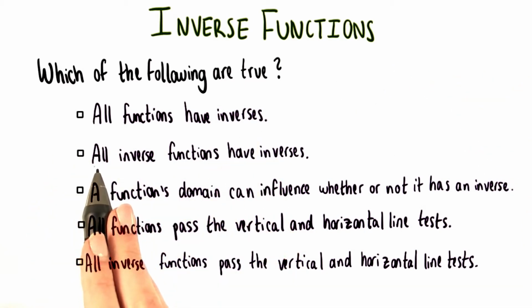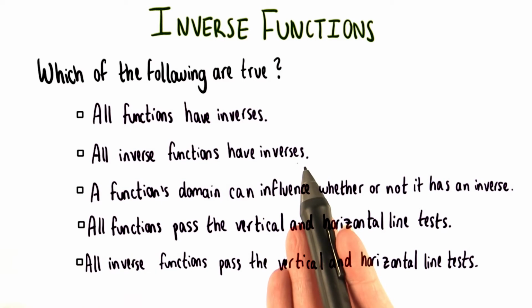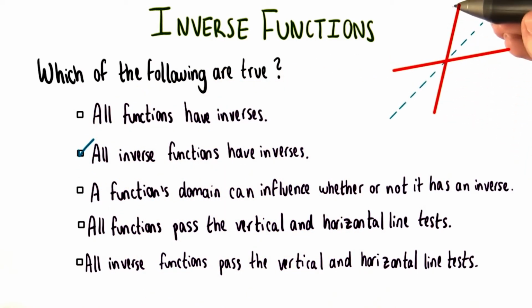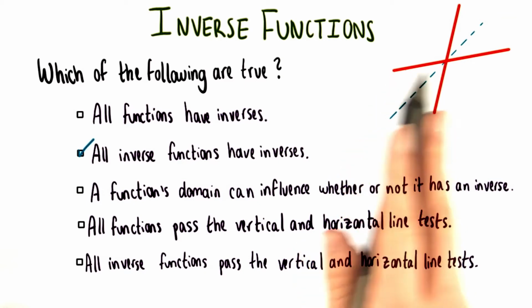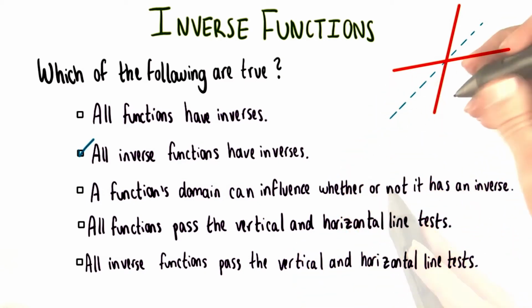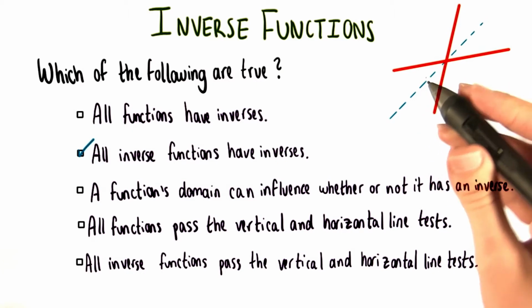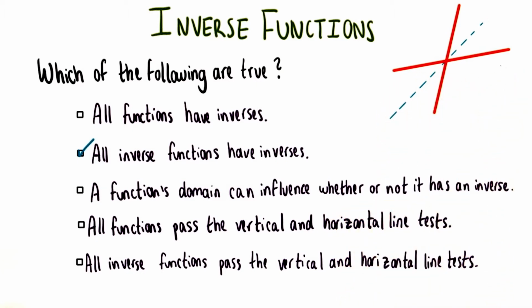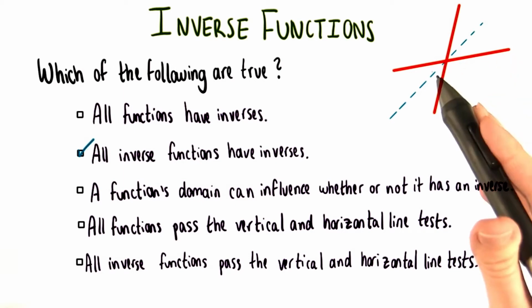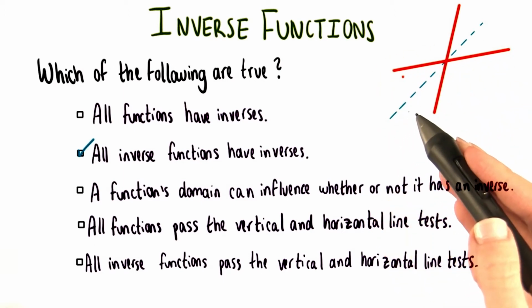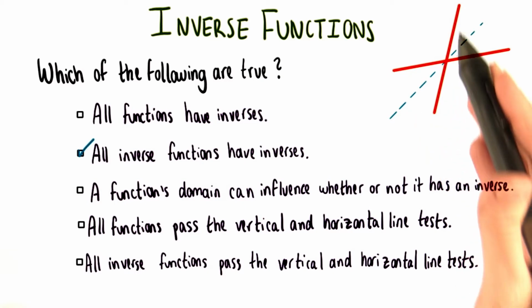Moving on to the second one, we have all inverse functions have inverses. This one is true. If we start off with one function and then reflect it across the line y equals x, and end up with another function, then the second function is the inverse of the first one. But if we reflect the second one back across the line y equals x again, we'll end up with its inverse, which is the first one.